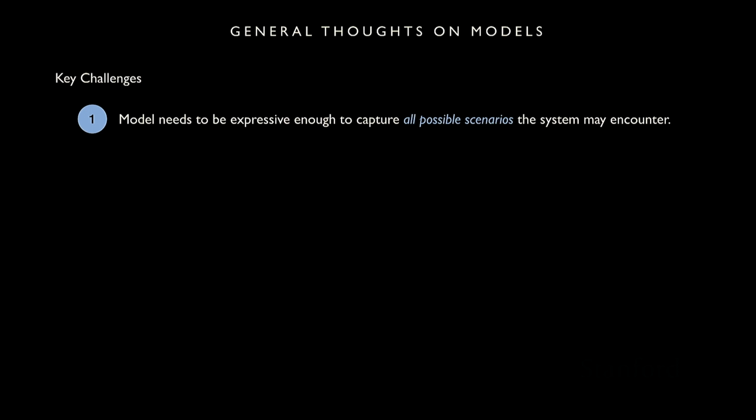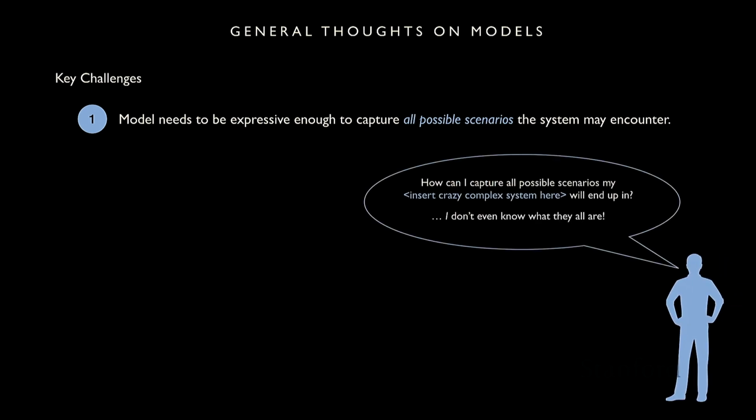And I mentioned that basically every single time I give a talk on validation, I always get at least one question where someone comes up and says, totally valid question, how can I capture all possible scenarios that my crazy system is going to end up in? I don't even know what they all are. I probably wasn't going to think of that traffic lights on a truck thing. So how do I deal with this? It's a totally valid question because it's a really hard thing to do.